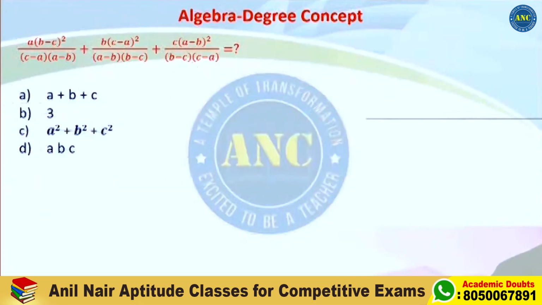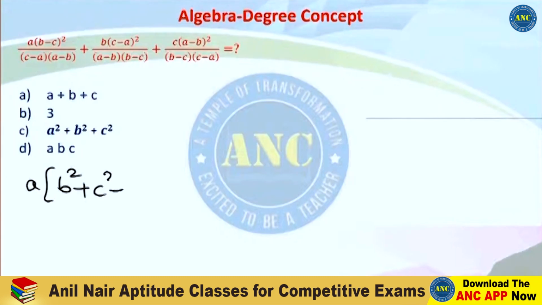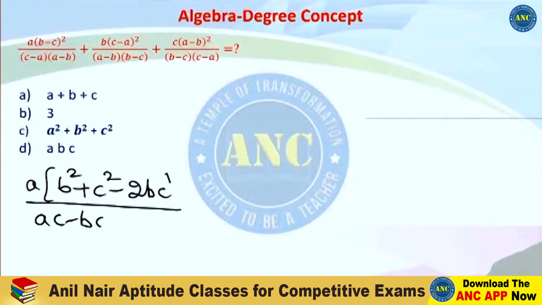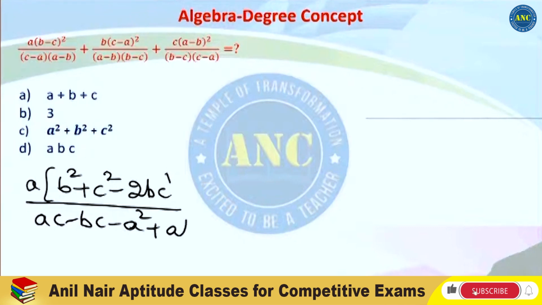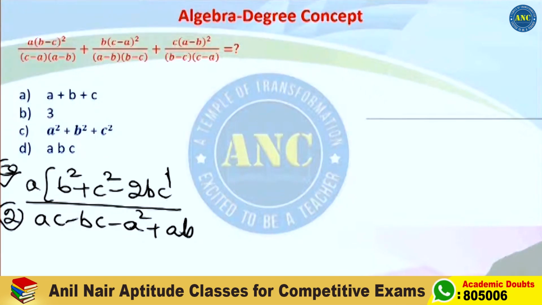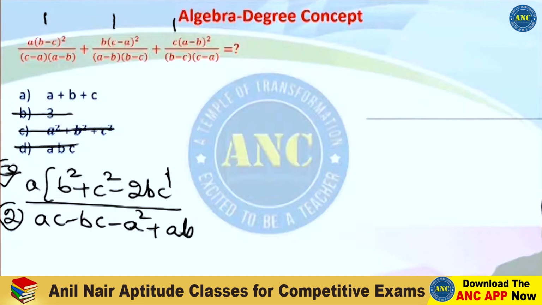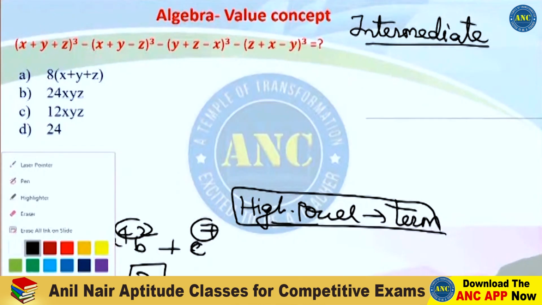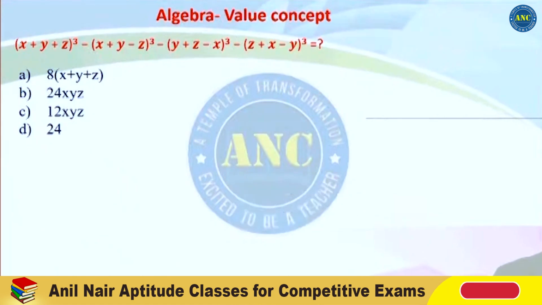Again, I will tell you, Samyukta, D is nothing but A into, I will repeat, B square plus C square minus 2BC divided by AC minus BC minus A square plus AB. See here, AB square, it is 3. Numerator degree is 3. Denominator degree is 2. 3 minus 2, it is nothing but 1. So these are degree 1. Answer also degree should be 1. B, C and D are eliminated. I hope Jyotika and Samyukta, it is clear.